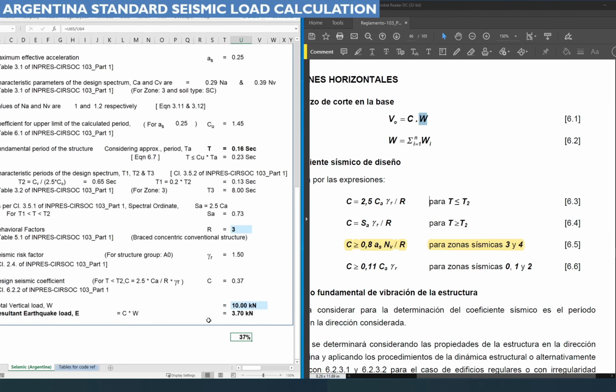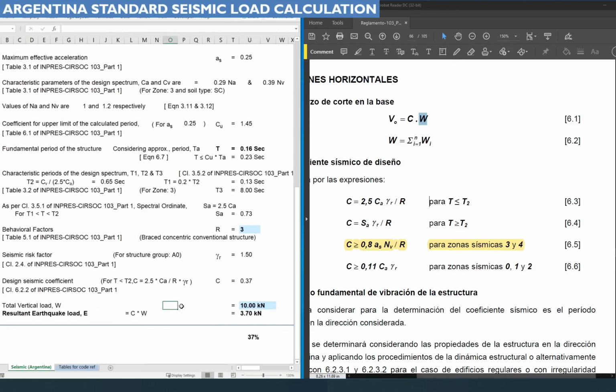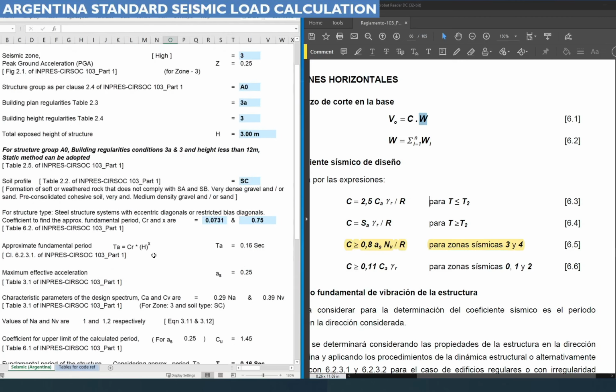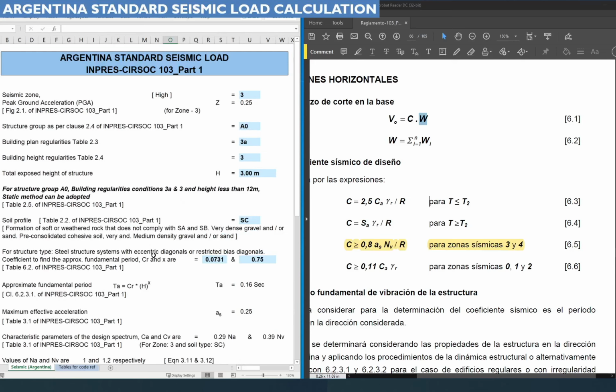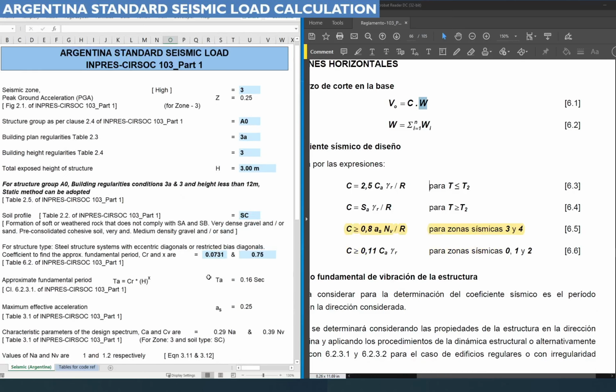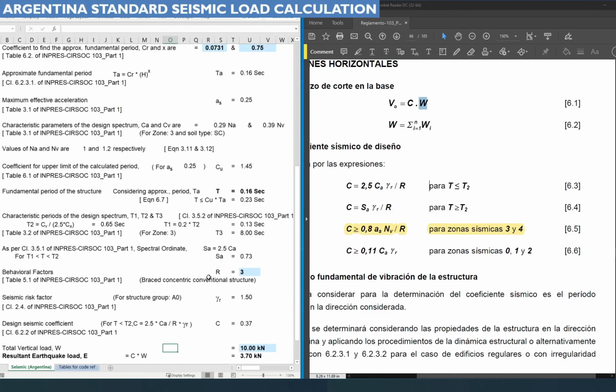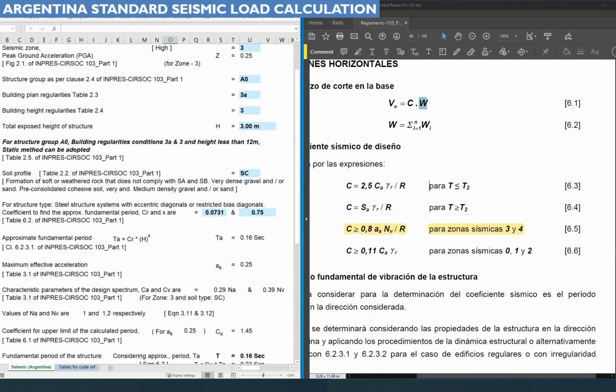So with this, I will stop this topic, because explaining in detail how to calculate and how to apply this earthquake load needs another session. Hope you all understand how to calculate the seismic load based upon the Argentina standard. So with this, we will meet in another video.